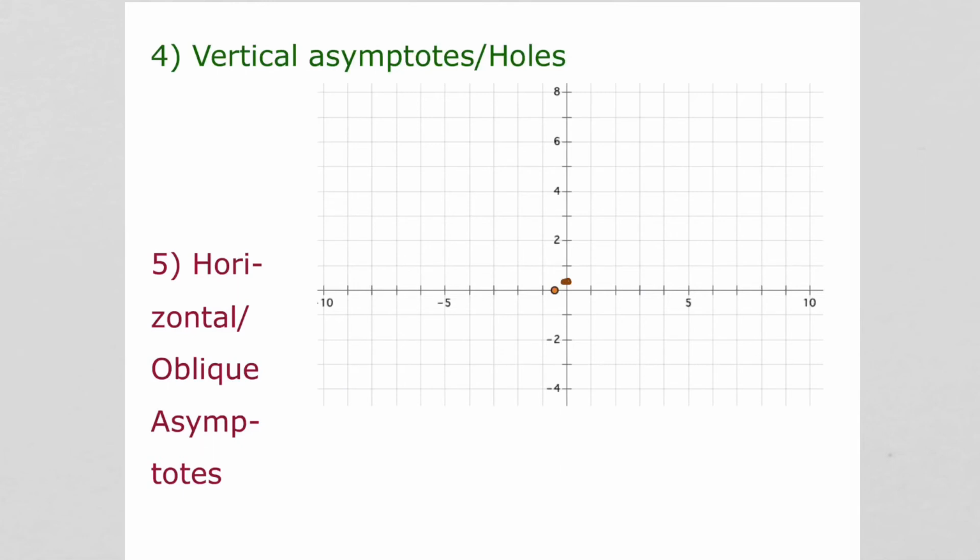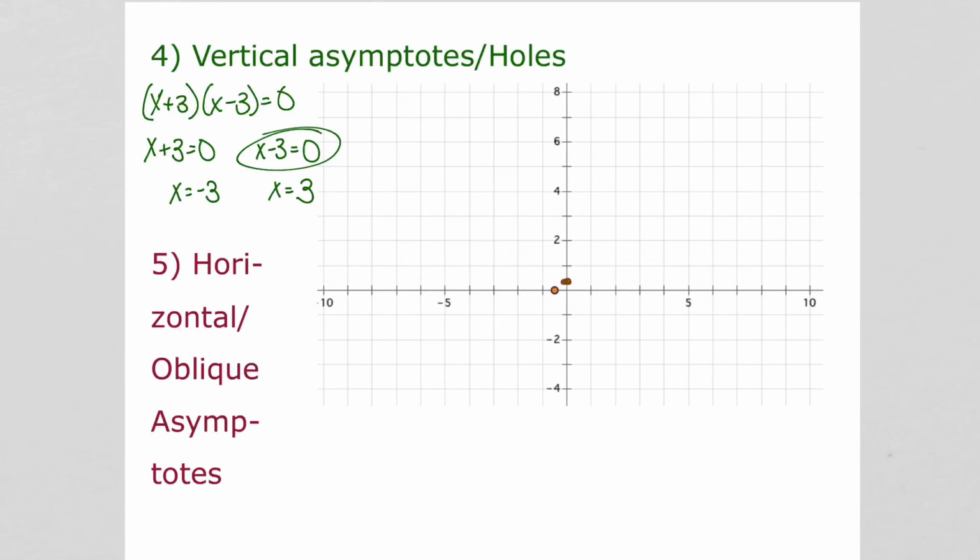Vertical asymptotes and holes. So set the bottom equal to 0. We have x plus 3 times x minus 3. So set both of those equal to 0. And we already talked about the fact that since the x minus 3 is the one that canceled out, that's the one where there is a hole. So x equals negative 3 is a vertical asymptote.